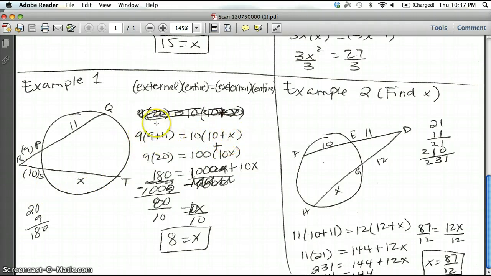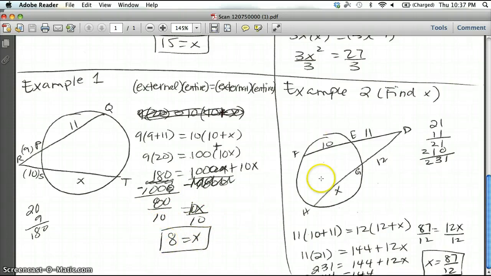So I added the inside, which was 20. So 9 times 20 is equal to, I went ahead and distributed. So I got 100, because 10 times 10 is 100, plus 10x. So 9 times 20 is 180, is equal to 100 plus 10x. I subtracted 100 from both sides, and I got 80 is equal to 10x. I divided by 10, and I got x equal to 8.